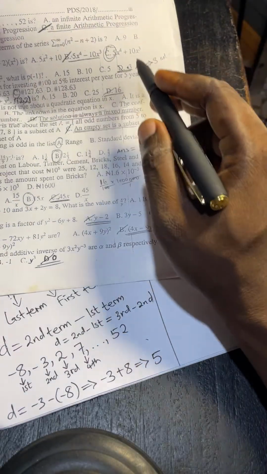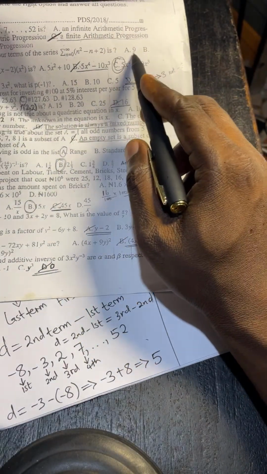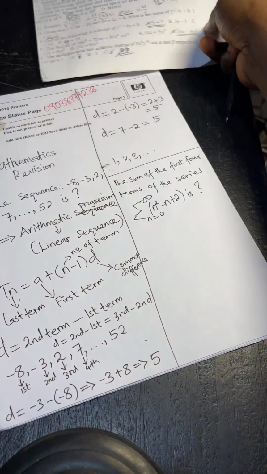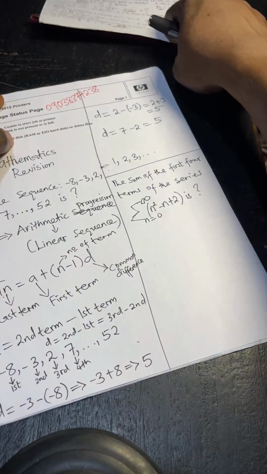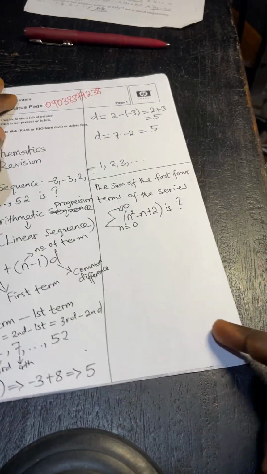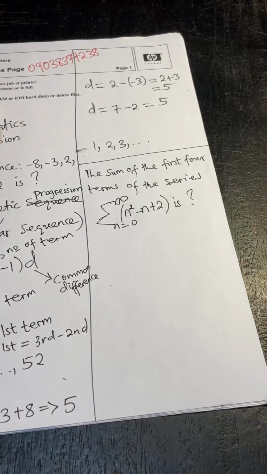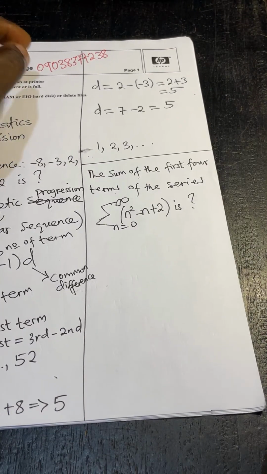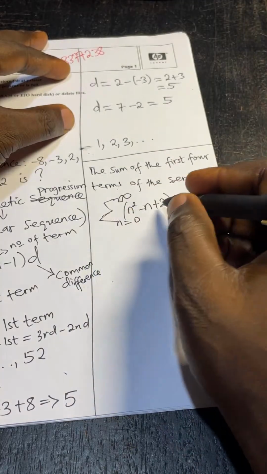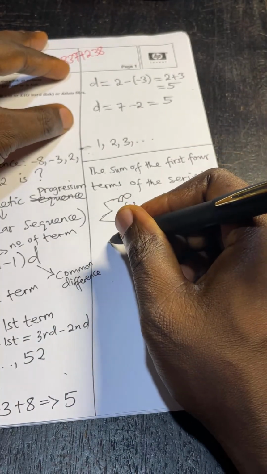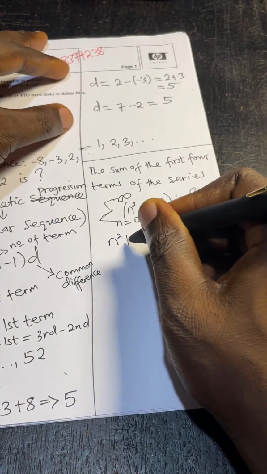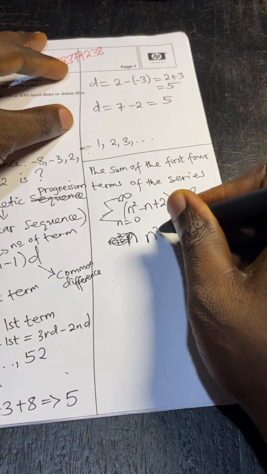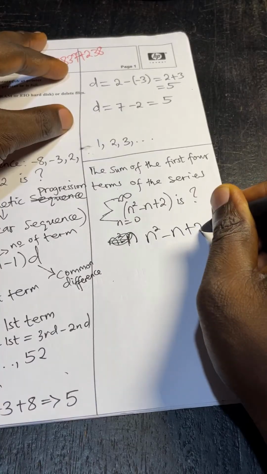Remember, they give different options: 9, 8, 7, and 16. Let me drop it and let's check through the question. Yes, this is what we have. They're asking us for the sum of the first four terms of the sequence. So what do you need to do? Just calm down. Remember this thing is n square minus n plus 2.